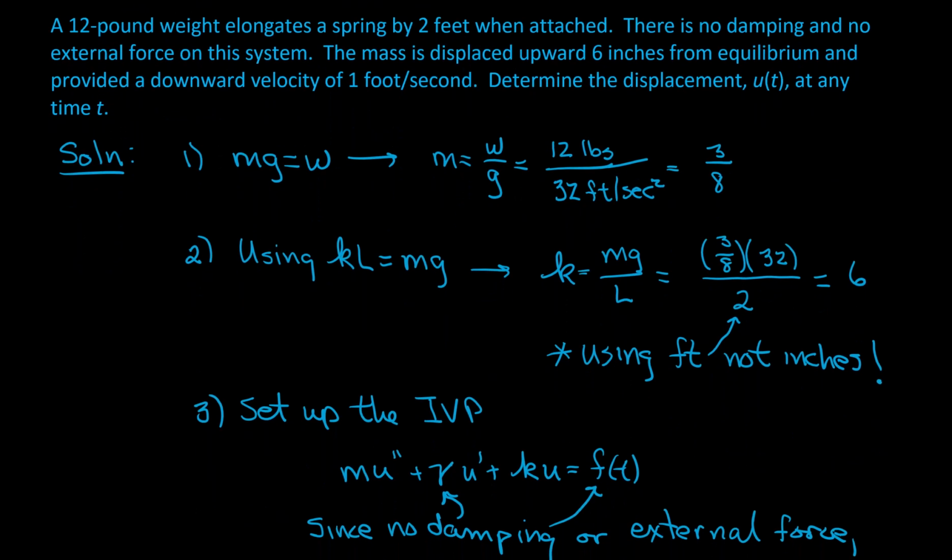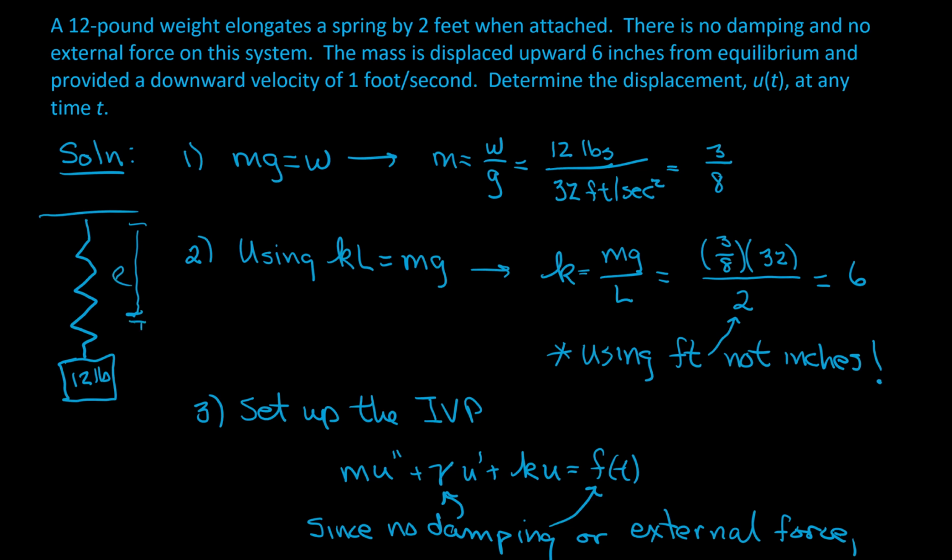Well, that's a whole lot of really cool math, but how on earth do we actually use this? Let's take a look at an example here. We're told that a 12-pound weight elongates a spring by 2 feet when it's attached. So we've got a situation where we have a spring, and when we attach this 12-pound weight, be careful, notice this is in English units, so we're going to have to convert that to a mass.